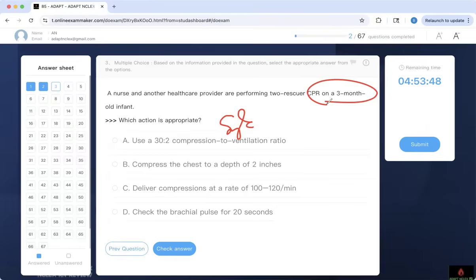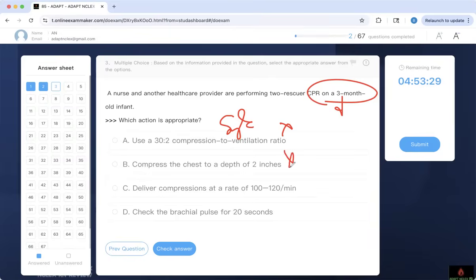Therefore, that is the wrong answer. For 2 rescuers, it is 15 to 2, and that is wrong. Compression to the chest of 2 inches for a 3-month-old is too much. All you need is what? 1.5 inches. That is all, or 4 centimeters.